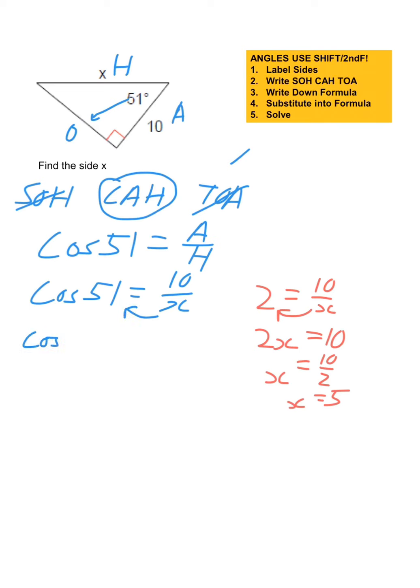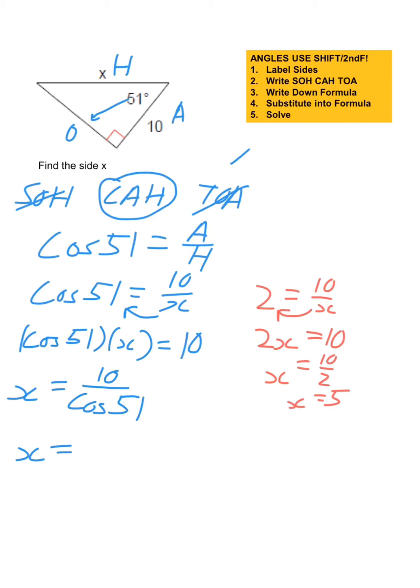So then we have cos 51 times x, so I'm just going to use brackets to show that I'm timesing, is equal then to 10. Now when you're solving an equation, you always divide by whatever is in front of x. So here we have cos 51 in front of x. So x now is equal to 10 divided by cos 51. Put this into the calculator, and we get 15.89. Now we round this to one decimal place, so that'd be 15.9.